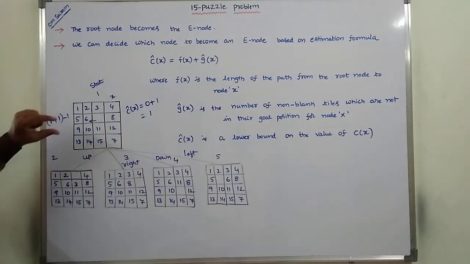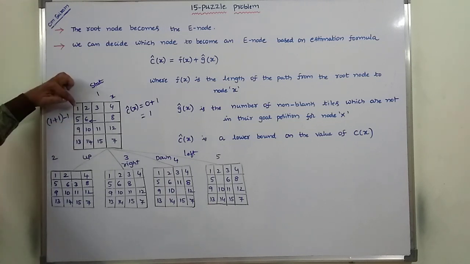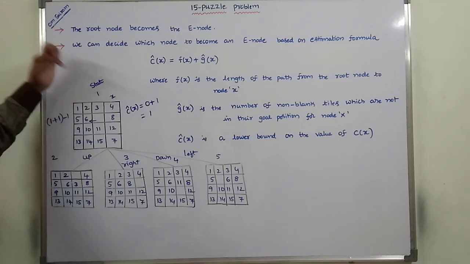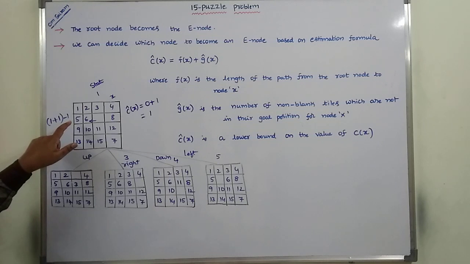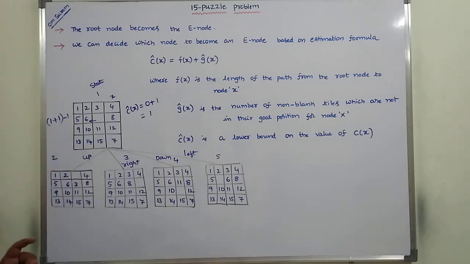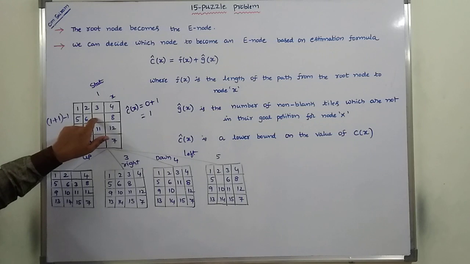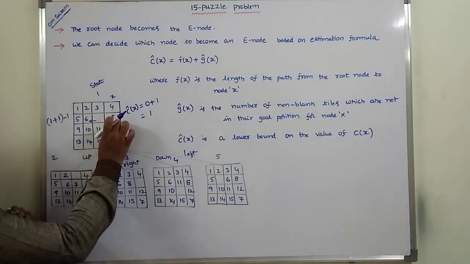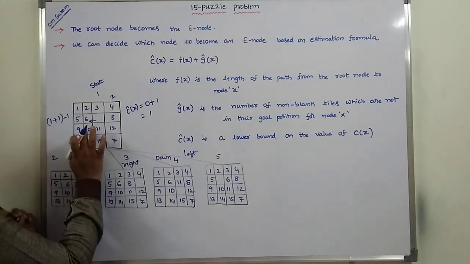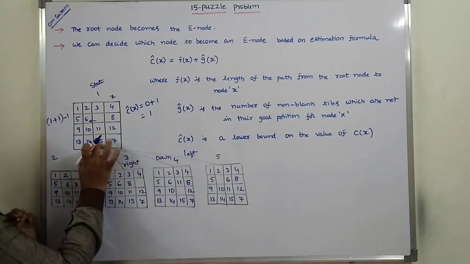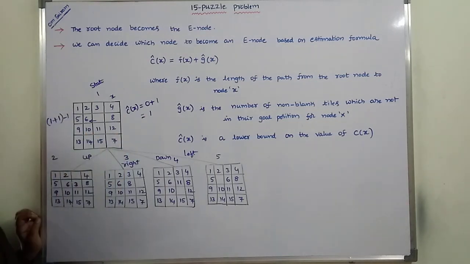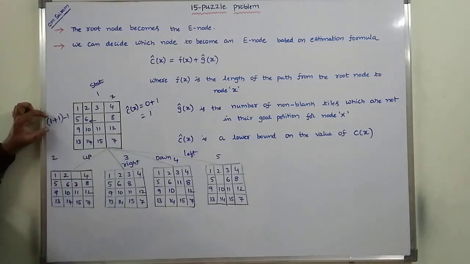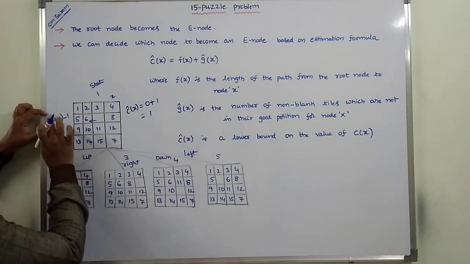How many tiles are in the wrong position? Tile 1 is in the correct position. Tile 2, correct position. Tile 3, correct position. Tile 4, correct position. Tile 5, correct position. Tile 6, correct position. Tile 7, it is not there, so that is one wrong position. 8 correct position, tile 9 correct position, 10, 11, 12 correct position, 13, 14, 15 correct position. But 7 is not in the correct position, so this is one wrong tile position.